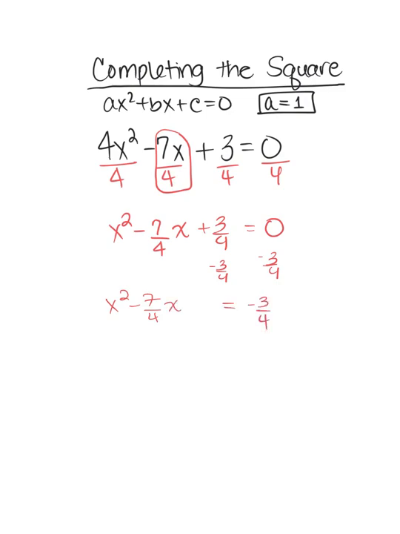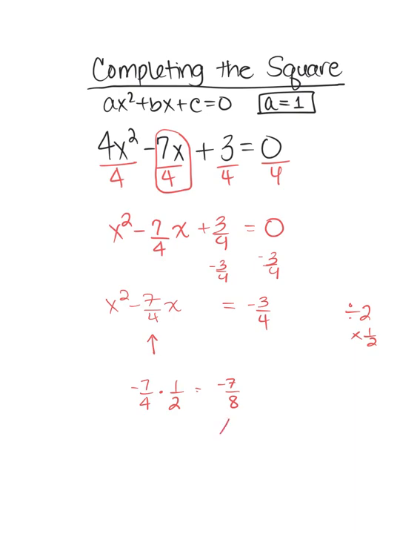Okay, so now in order to complete the square, we take that middle term, and we're going to take half of it. I can divide it by 2, but it's much easier when it's a fraction to multiply it by a half. Because if you divide something by 2, it's the same thing as multiplying it by a half. Okay, and so I get negative 7/8. Now, if you can reduce that, you want to reduce it, but you can't in this case.